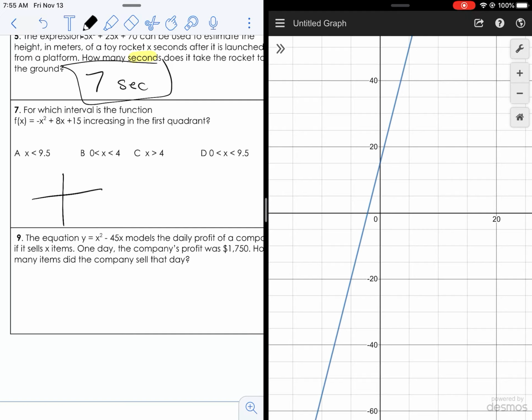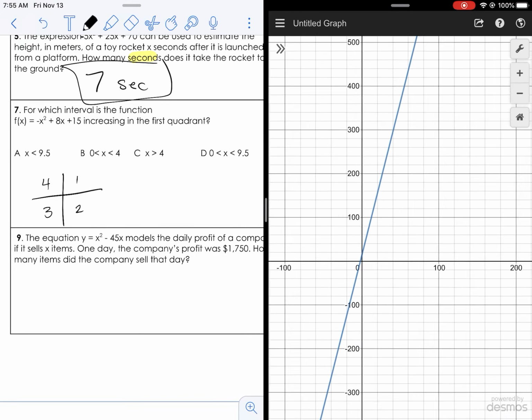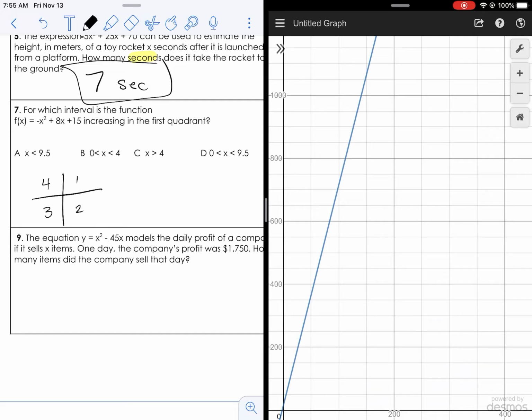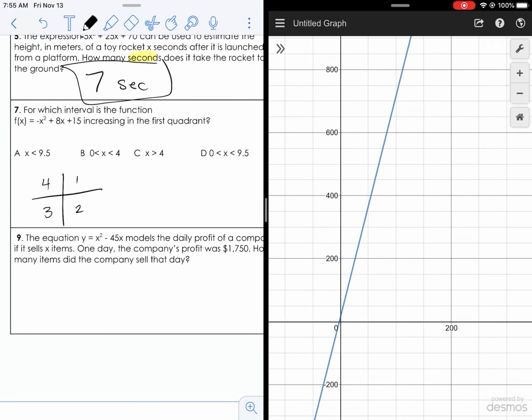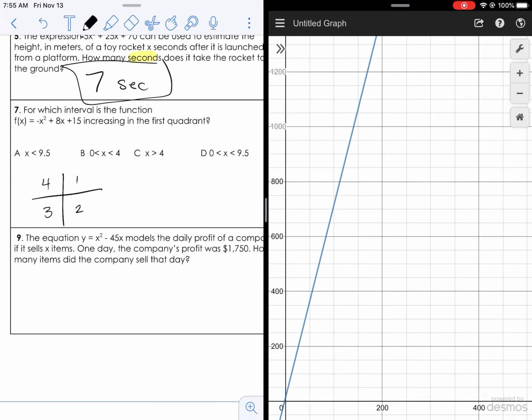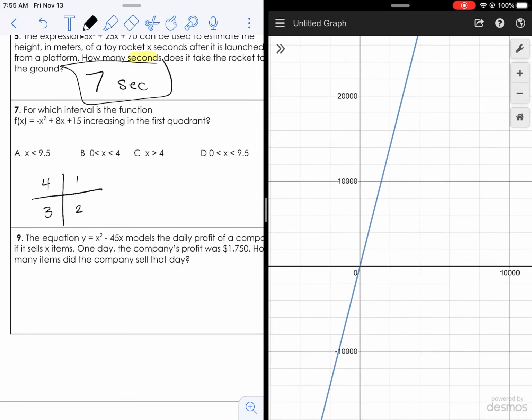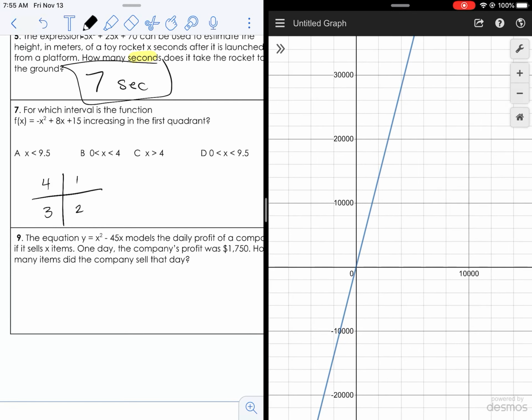from 8th grade, our quadrants go counterclockwise. So this would be quadrant 1, 2, 3, and 4. So we want to see where the slope is positive, where it's going up. So looking at, I'm going to cut off, so we're just looking at that top right quadrant. So let's zoom out a little bit.